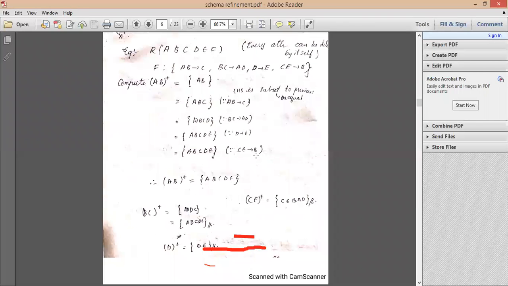Now the same thing we'll find for BC, D and CE, the closure of everything. If I take BC, BC goes to itself first, so we have written BC. Next BC goes to AD, so A, B, D, C. After that D goes to E. So by default you are getting all the attributes available.